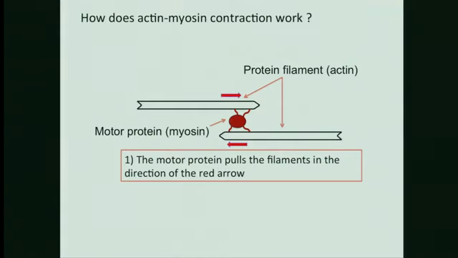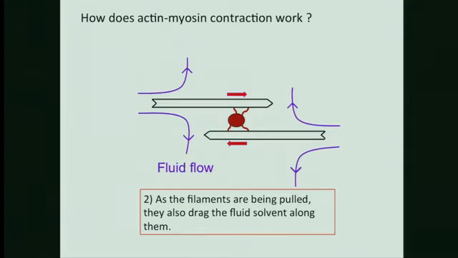This happens in this way. Imagine you have two actin filaments, cross-linked by a motor protein in the middle. The motor pulls this filament to the right, and pulls the other filament to the left. So basically, they pull the filament this way. As these filaments are being pulled, this also creates a fluid flow like this. This quadrupolar fluid flow is caused by the motor proteins pulling the filaments.